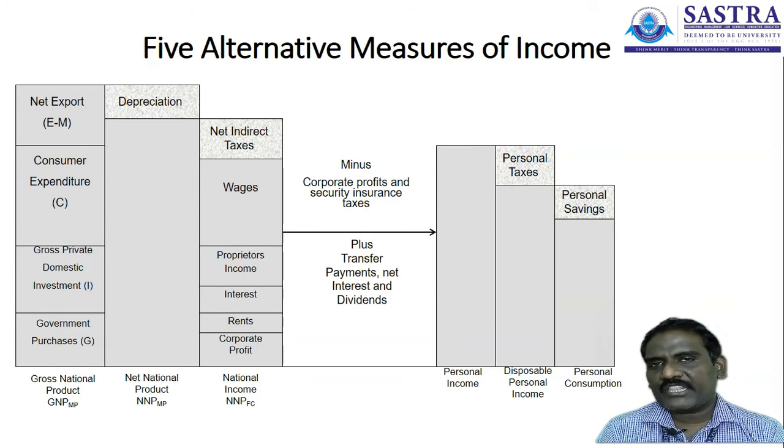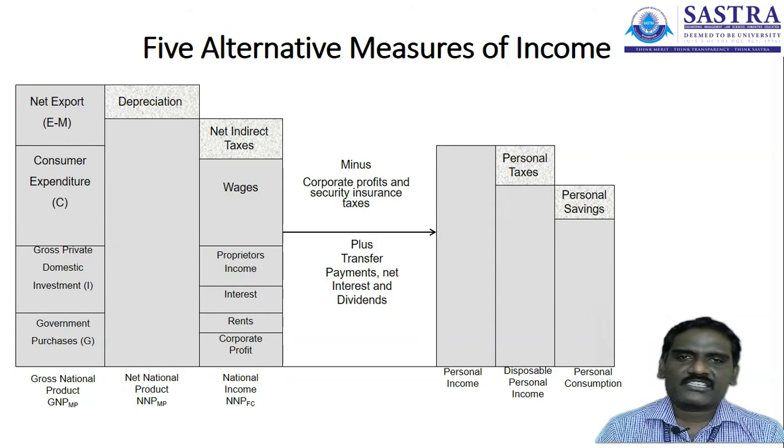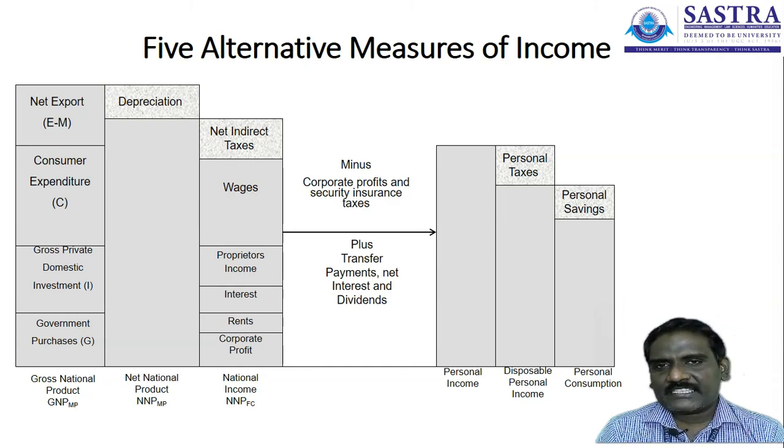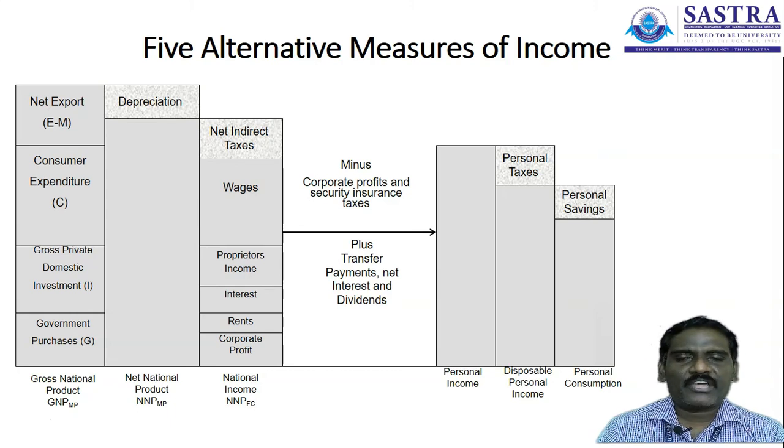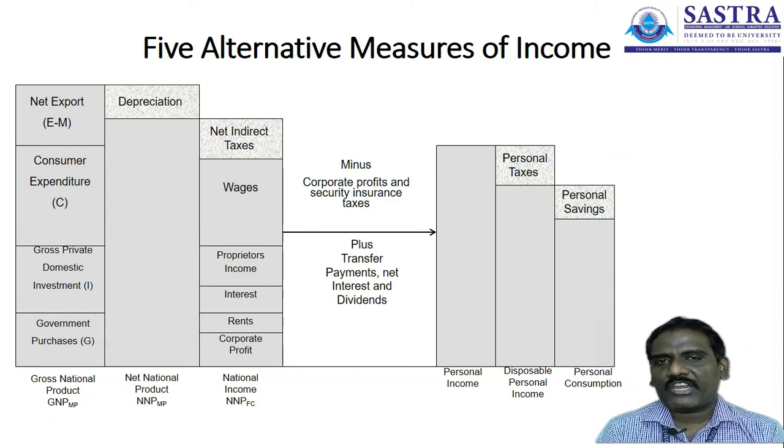We are calculating the national income on the basis of net national product at the factor cost. It is the price at which the producer offers the goods and services to the consumer. At that price, it is calculated by subtracting the indirect taxes. With that effect, we are calculating the national income. So the national income is calculated on the basis of net national product at the factor cost.